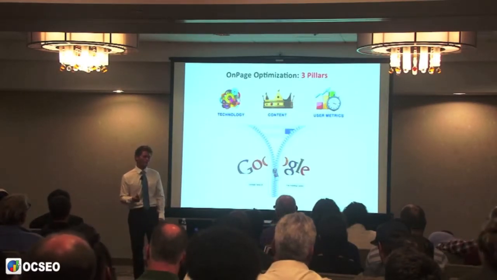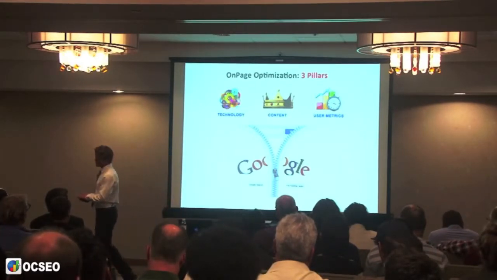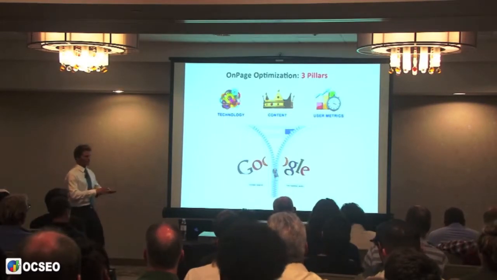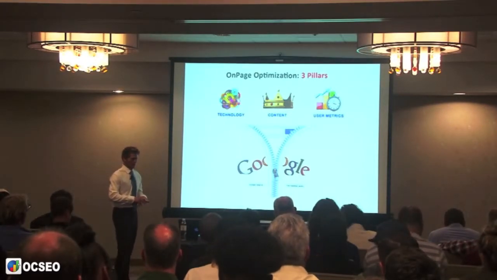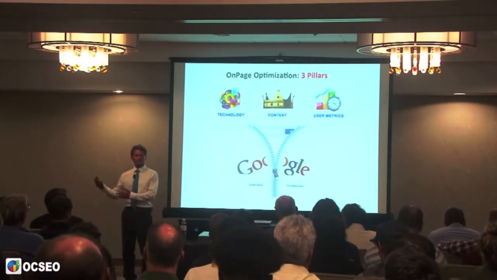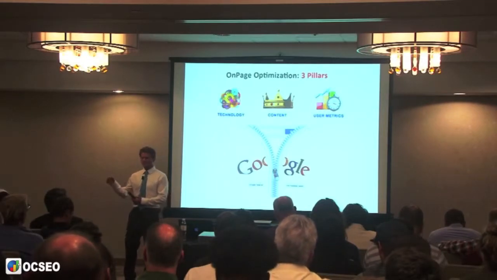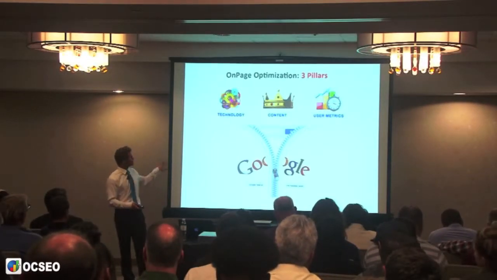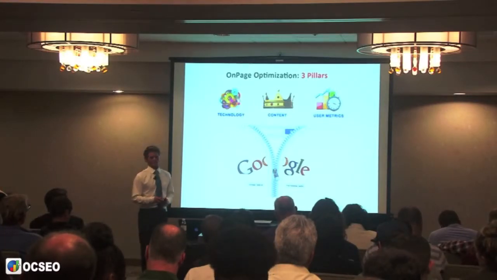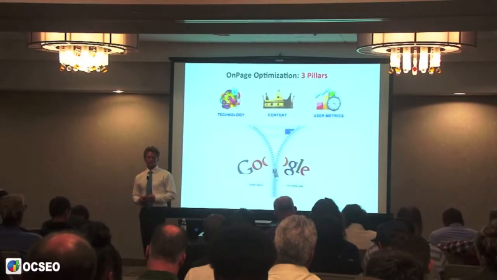I'm gonna try to speed it up because we've got a lot to go through. There's 3 main pillars of on-page optimization, and on-page optimization is essentially things that take place on your website. There's also off-page optimization, which has to do with external factors pointing in, things like links and PR and stuff like that. But on-site, there are a number of different criteria that we need to go through. One is technology, another is content, and the other is user metrics.